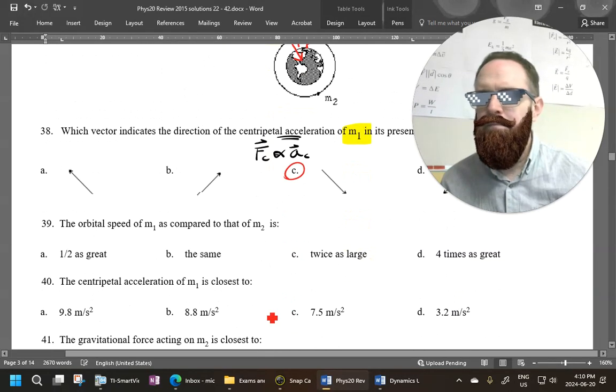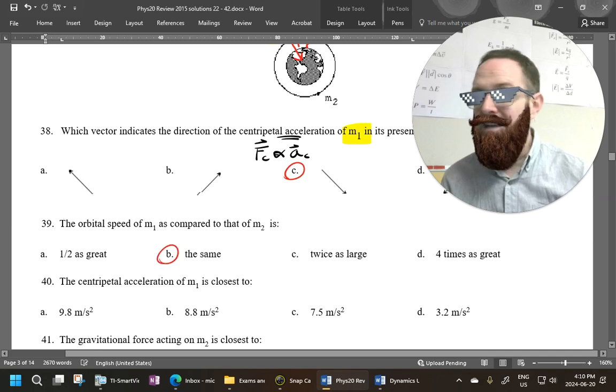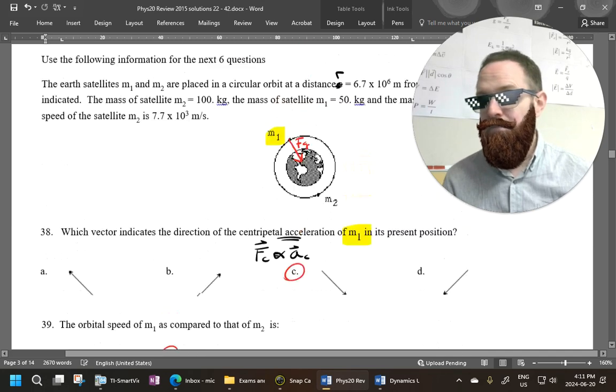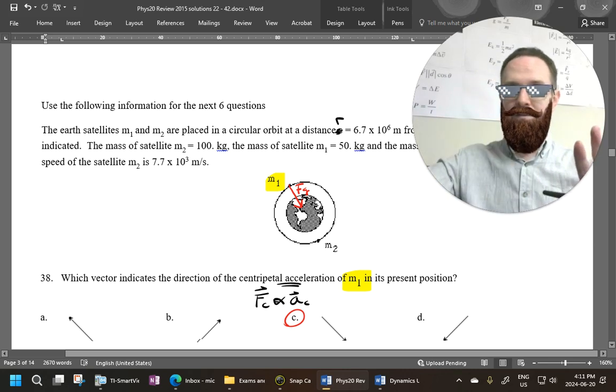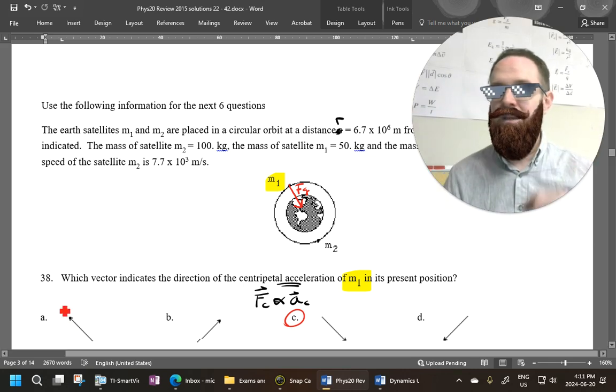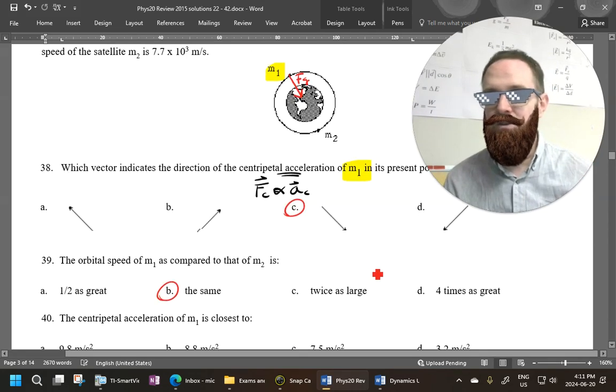They're the same. Yeah, because mass doesn't matter, right? It's all about the mass of the planet and the orbit from the planet. If those two things are the same, then my speed stays the same. And I'll just show you that here in the calculation.